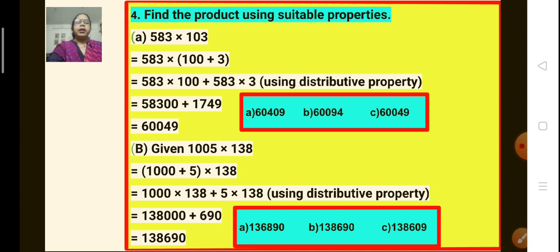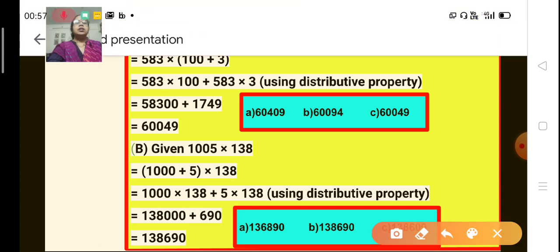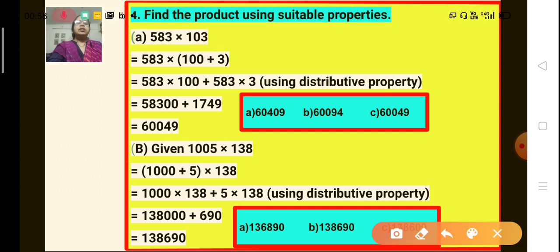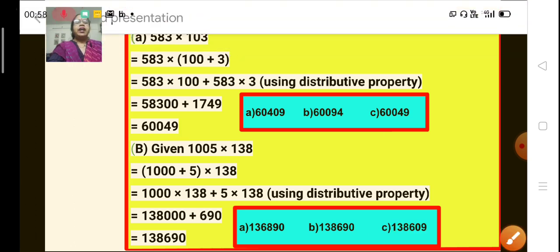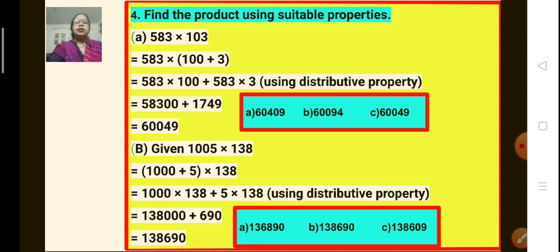58,300 by multiplying it with 100, plus 583 multiplied by 3, we get 1749, and when we add them we get this number, 60,049. And where is this option? 60,049, third option.